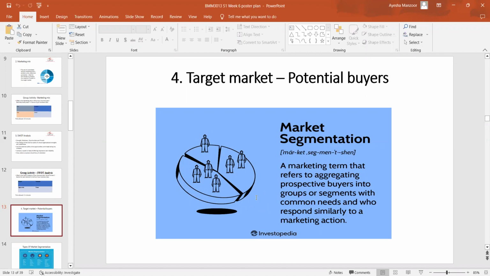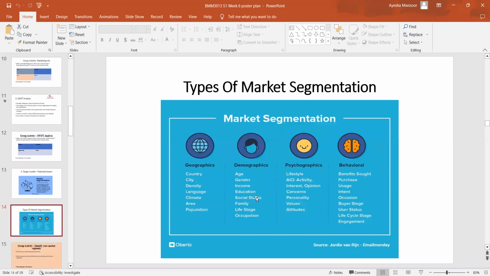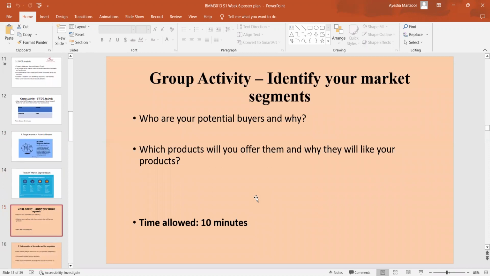And then, in the lecture, we discussed the types of market segmentation: geographic, demographic, psychographic, and behavioral. In the group activity, identify your market segments and who your potential buyers are and why, which product you will offer them, and why they will like your product.